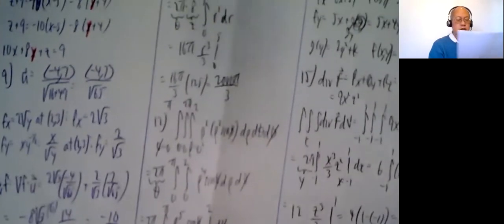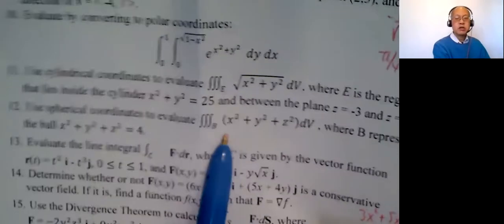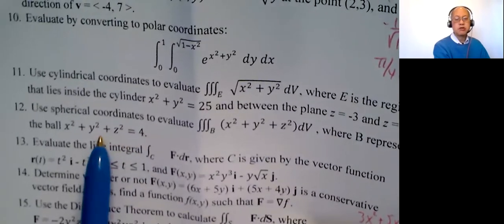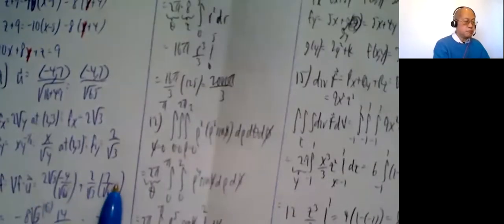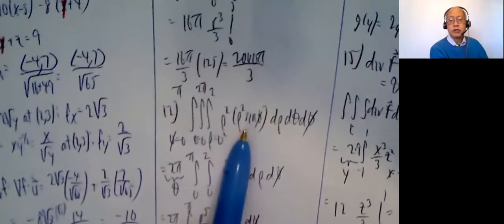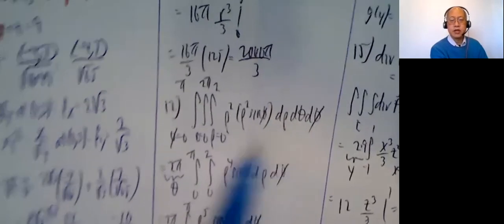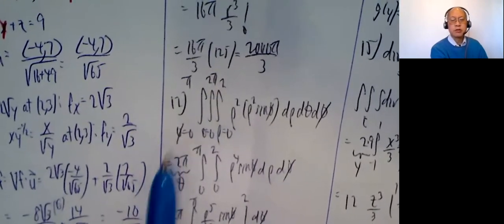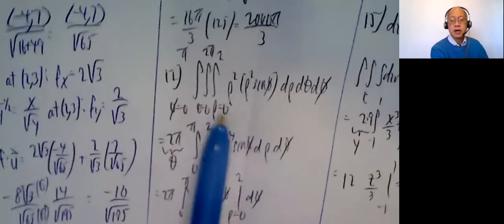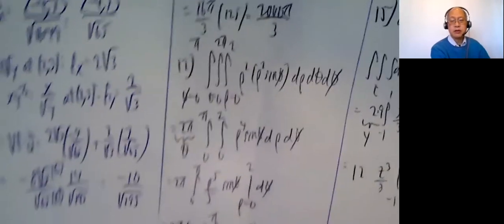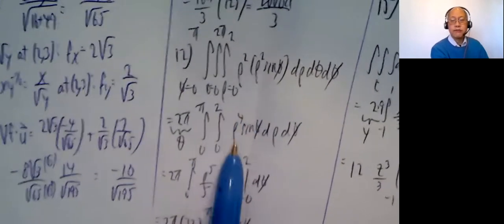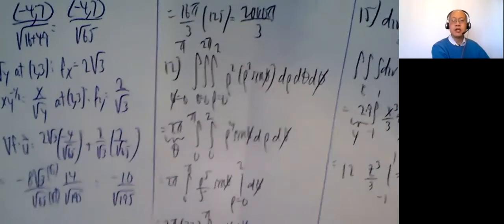Number 12, spherical coordinates. x squared plus y squared plus z squared is rho squared. Here, rho goes from 0 to 2. So rho squared times dV, rho squared sine phi, d rho, d theta, d phi. Rho goes from 0 to 2, theta goes from 0 to 2 pi, phi goes from 0 to pi. This thing doesn't depend on theta, so take out the 2 pi. Rho to the 4th sine phi, d rho, d phi.